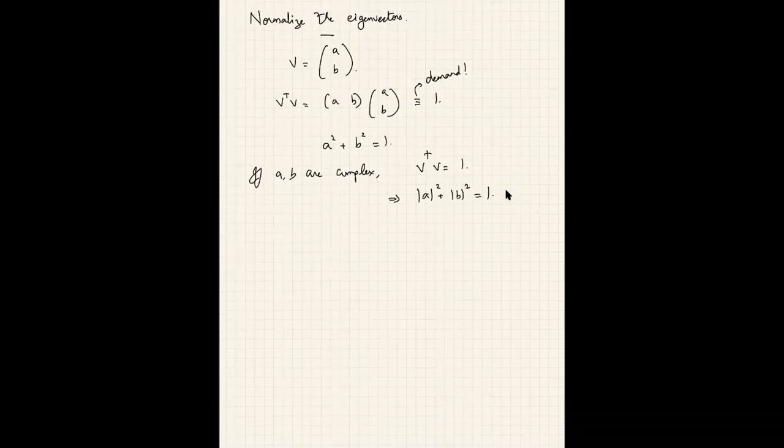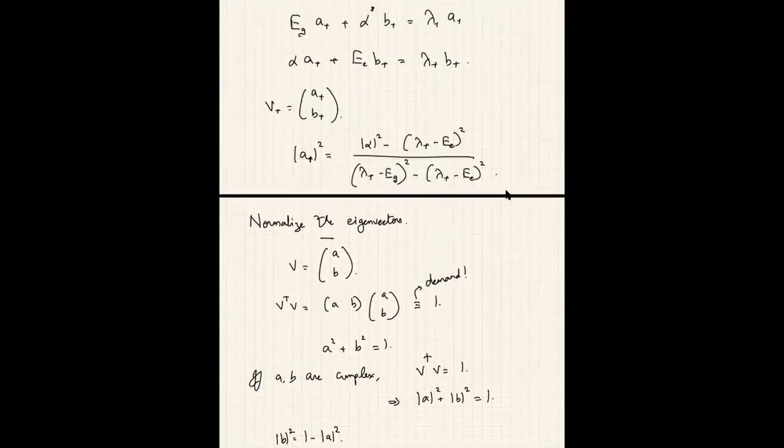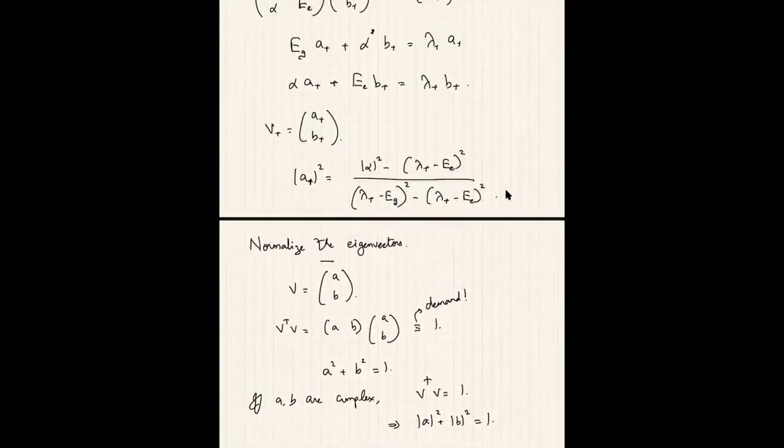So the advantage of using normalized vectors is manifold. One of the things is that once you know one of the components, you know what the other component is up to a phase. Okay, so I can simply calculate what b squared is, because b squared is basically 1 minus mod a squared. So you can use this normalization to calculate what b plus is, once you know what a plus is.